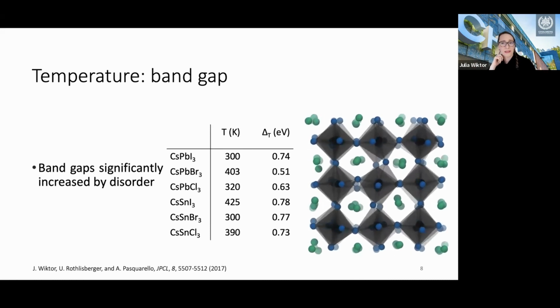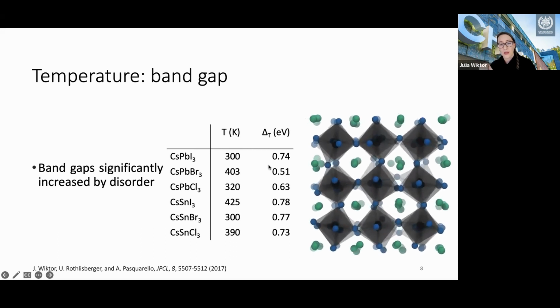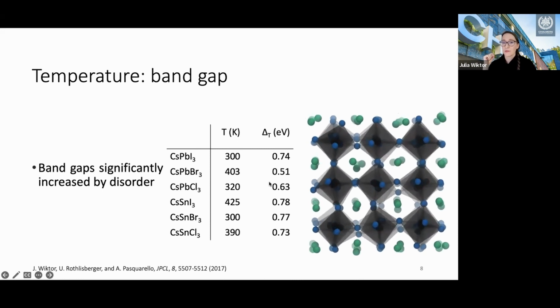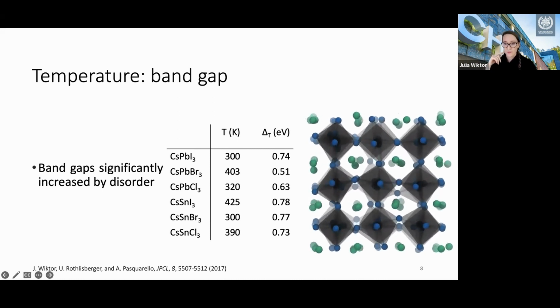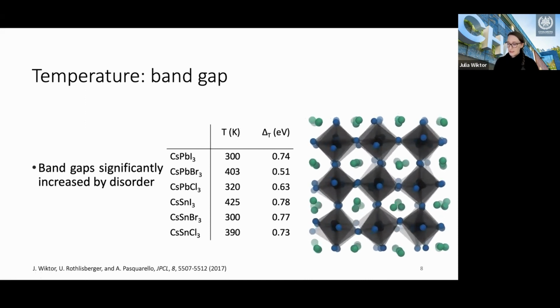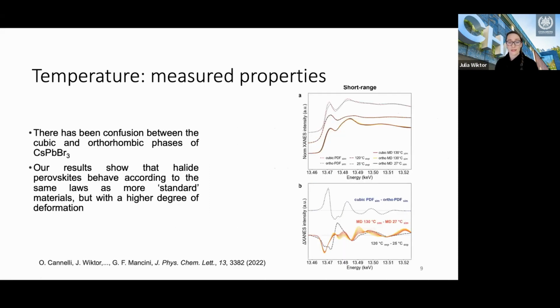And this affects the band gap quite strongly. You can see the differences between the 0 Kelvin calculation and MD calculation from 0.5 to almost 0.8 electron volt. So a very strong effect. But this dynamical disorder doesn't only affect some singular properties of the material. It can also affect how we understand the structure, how we interpret experimental measurements.